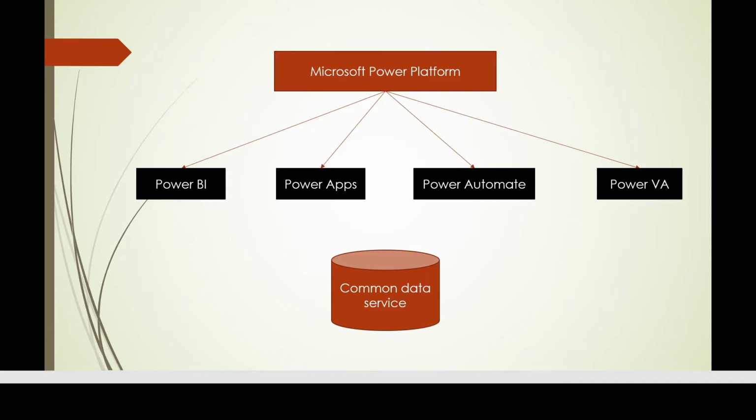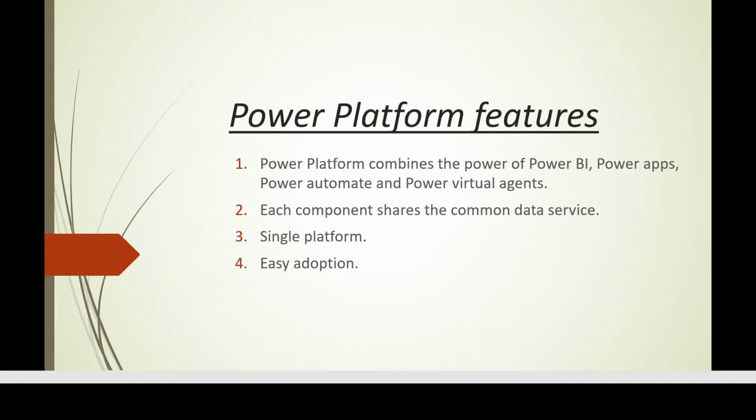Now let's understand why should an organization start using Power Platform. As I explained earlier, it consists of all these four apps: Power BI, Power Apps, Power Automate, Power Virtual Agents. Each component shares the same common data service. It is a single platform used by multiple applications, and at the same time it is very easy to adopt. Developers are not required to create or edit apps. Any user can create or modify the apps based on their requirement.